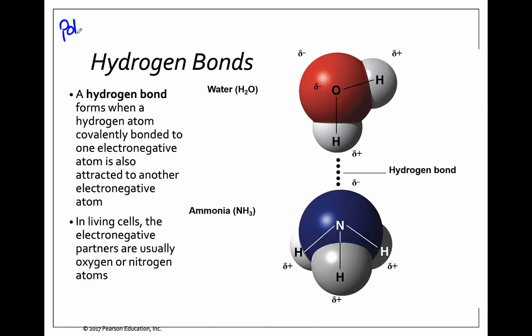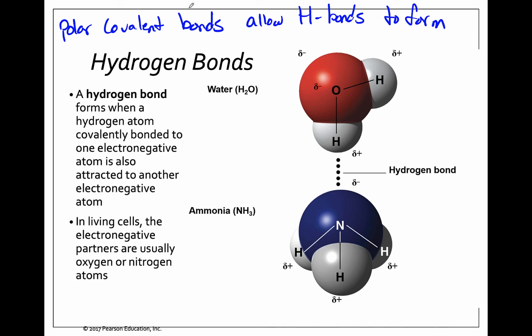So polar covalent bonds allow hydrogen bonds to form. Right? Go write this in your notes, say it to yourself. Polar covalent bonds allow hydrogen bonds to form. Go all the way back to polar covalent bonds.